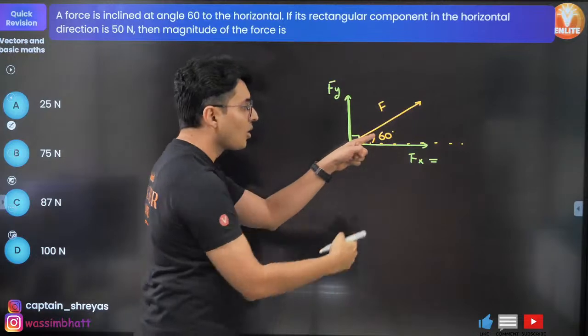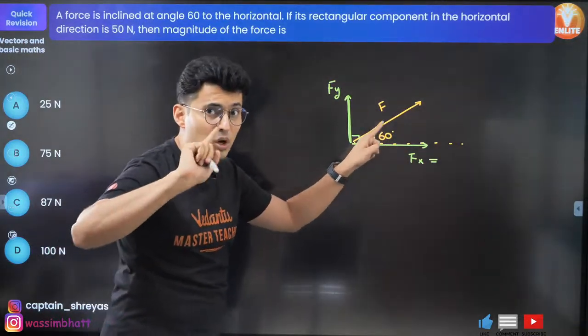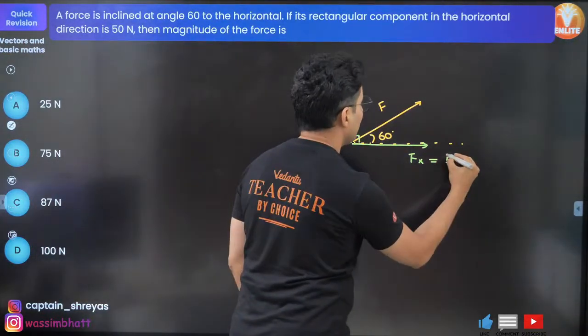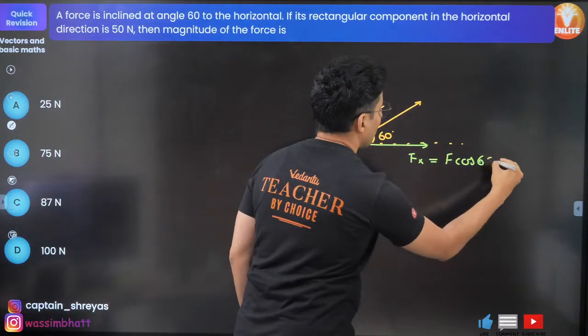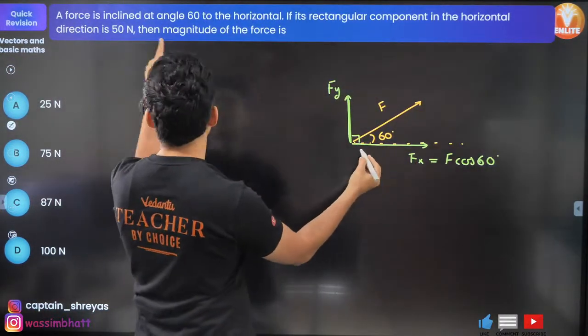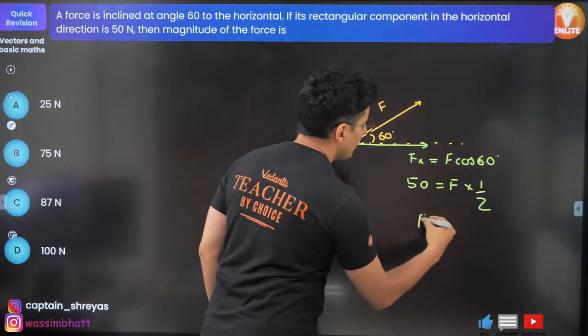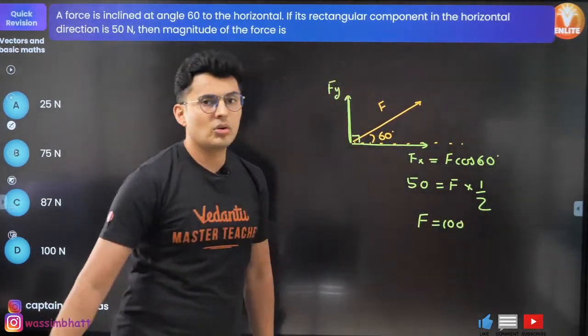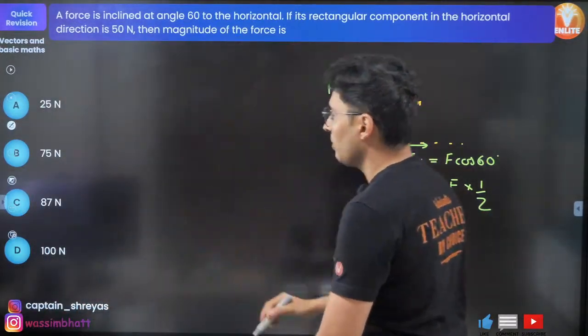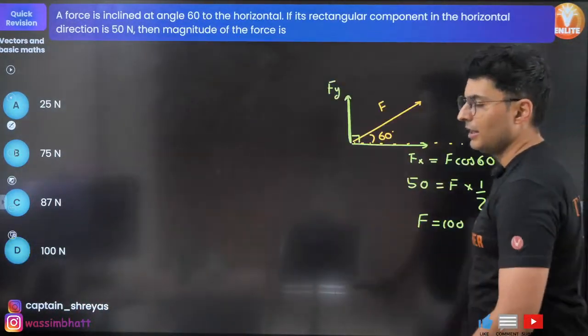Fx will be, this is closer, cos; this is sine. So Fx will be F cos theta or F cos 60. Fx value is given to be 50. So 50 is equal to F cos 60, which is nothing but half. So F is nothing but 100. Hence the correct option should be option D, which is 100 Newton.